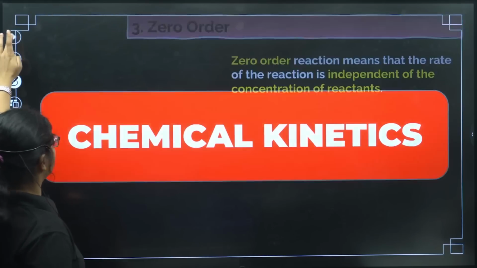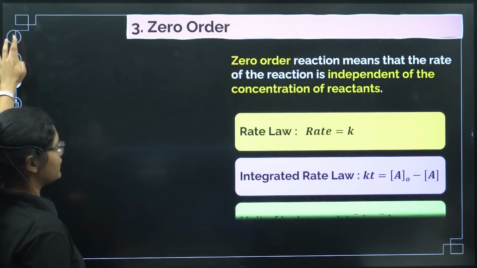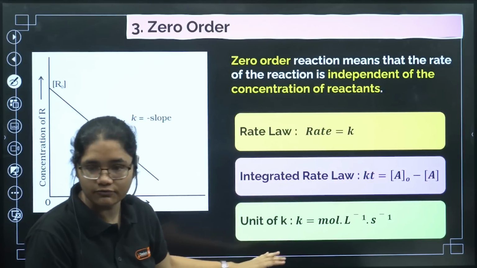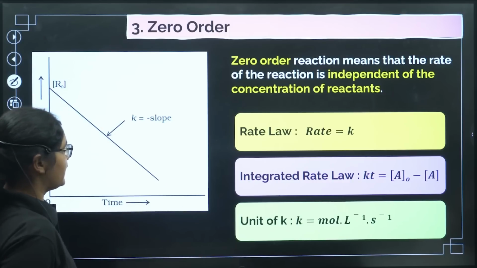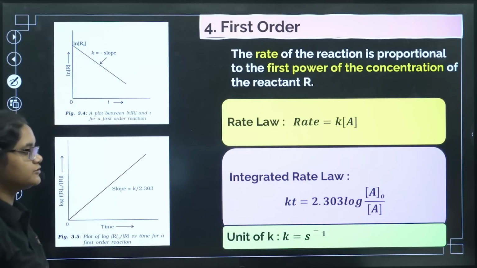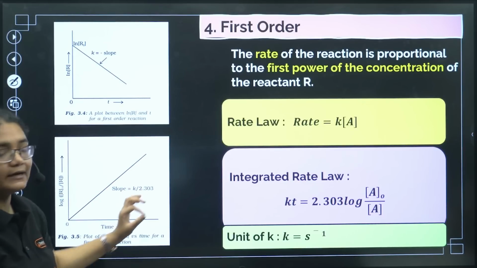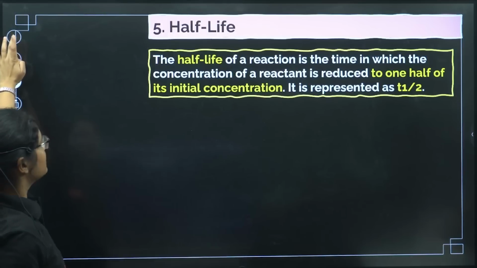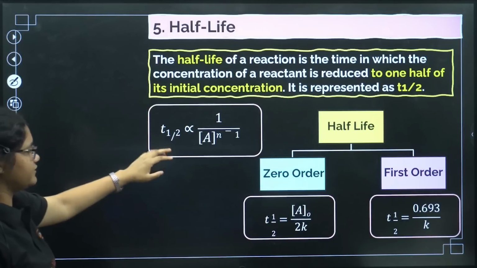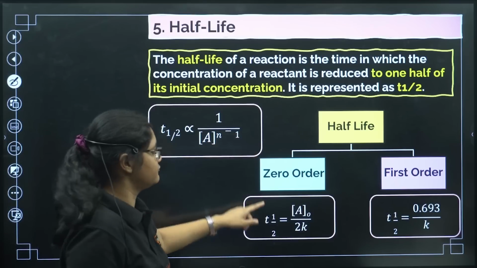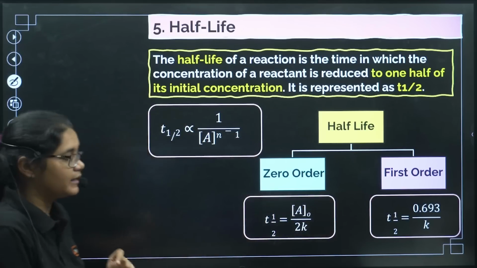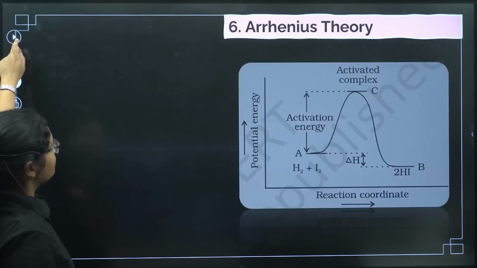Okay, next we have chemical kinetics. For zeroth order reaction I have these formulas: graph, rate law, integrated rate law, and unit of K. So please revise this one. And I will just go for first order now. You can see the formulas for first order are given: rate law, integrated rate law, and again unit of K. Next, half-life: the general formula is proportional to A to the power of n minus 1. For zeroth order it is A naught by 2k, and for first order t half is 0.693 by k. Next we have the Arrhenius equation.